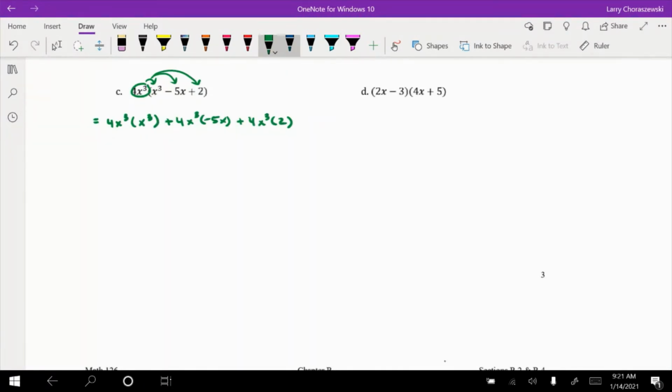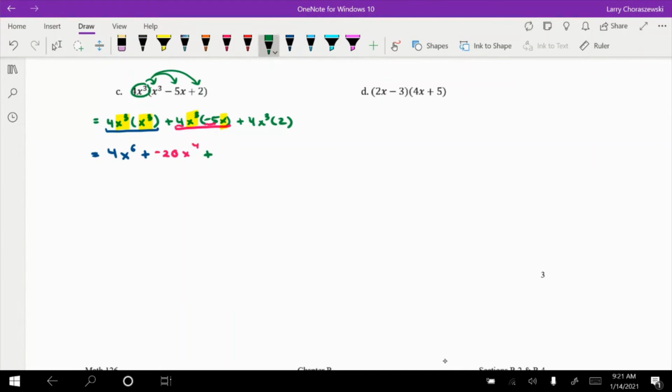So I'm going to go ahead and multiply 4x cubed with x cubed. We can multiply x cubed with x cubed. That's going to give us x to the sixth, right? Anytime we multiply two things with the same base, we add the powers together. So it's going to be 4x to the sixth. To that, we'll add the product of 4x cubed times negative 5x. Multiply the 4 and the negative 5 together to get negative 20. And then multiply x cubed to x to get x to the fourth.